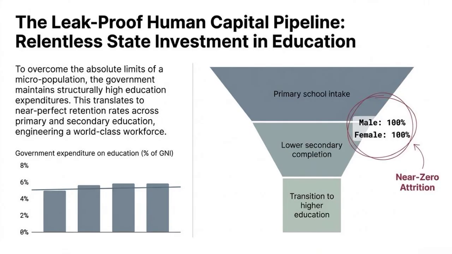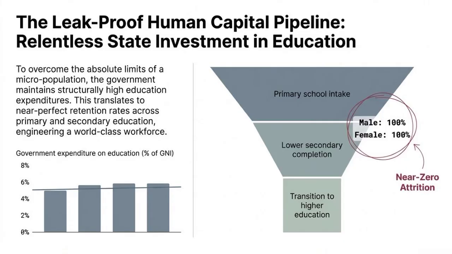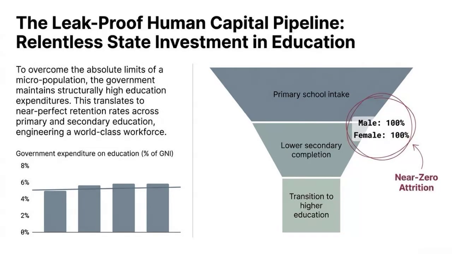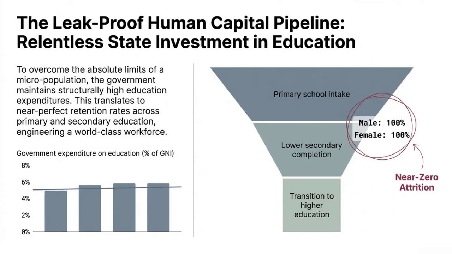The left side of your slide represents capacity building. Government education spending in Iceland stubbornly stays in a very high, very narrow bracket. What are the numbers there? Between 4% and 7.6% of their entire GDP. That is a staggering, sustained commitment. It isn't just a one-time stimulus. It's a permanent structural cost.